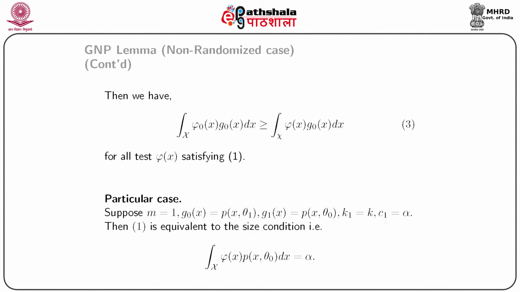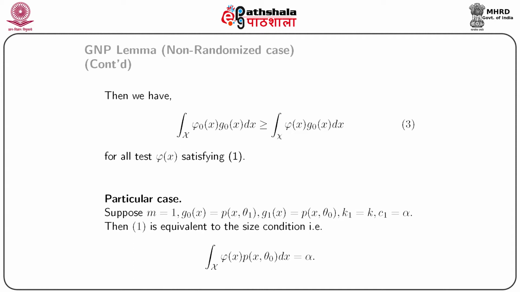Then we have the integral over script X of psi naught(x) g0(x) dx is greater than or equal to the integral over script X of psi(x) g0(x) dx. We write this as equation 3, for all test psi(x) satisfying (1).